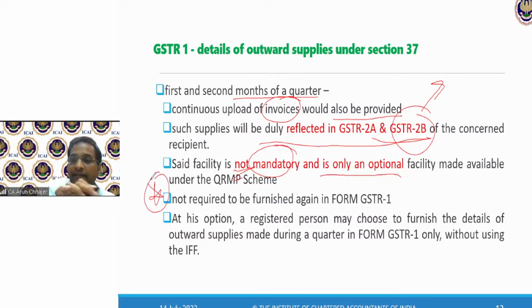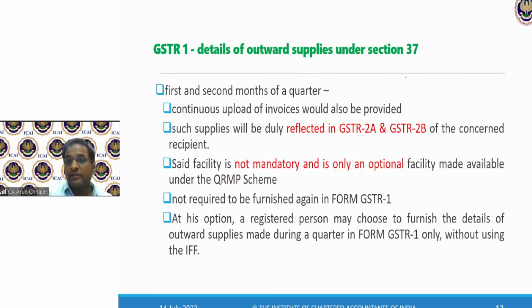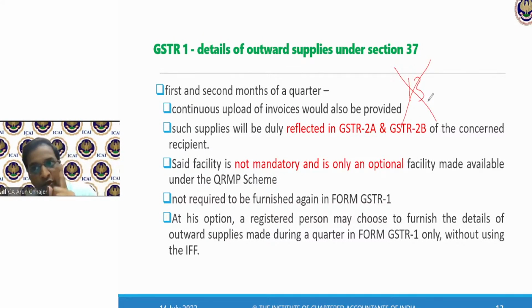Important point. The details which I have added in the IFF, the outward supply of B2B, I will not need to repeat again in the GSTR 1. Rather, I should say you cannot add them again in the GSTR 1. At his option, a registered person may choose to furnish the details. That is okay. Please note what the due date is. The due date is 13. After 13, you cannot furnish IFF. I'm only talking about IFF. Either you have to furnish IFF by the due date or you cannot furnish it at all.